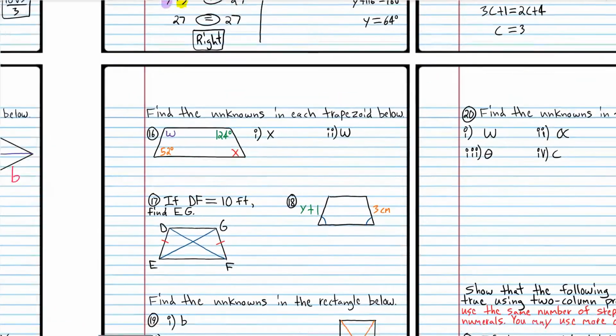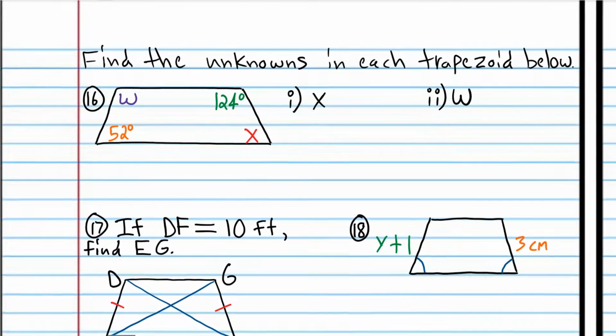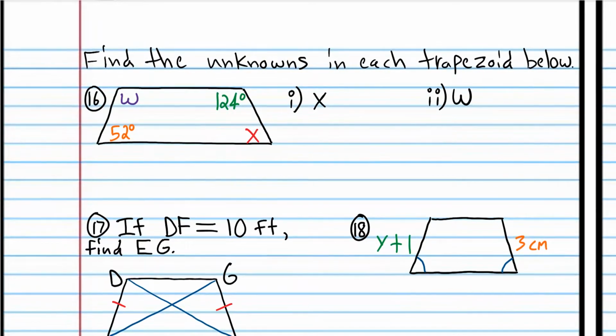On to number 15. It says find the unknowns in each trapezoid below. So go ahead and try number 16. When you come back, we'll do it together. All right, we're back.